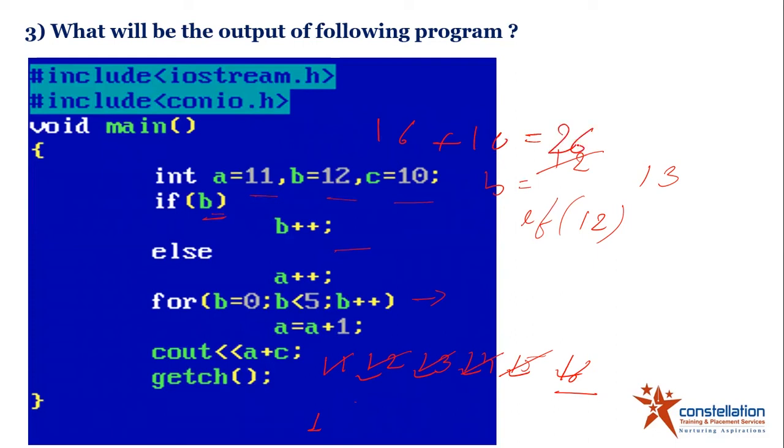Okay. Now just have a look at it. If you do not execute the if part, you will execute the else part here, right? And here you will increase the value of a by 1. So that will lead to a different answer. Your answer will come out to be 27, which is not correct as per the program, because as per the program, this part is supposed to get executed, because if b is always true.